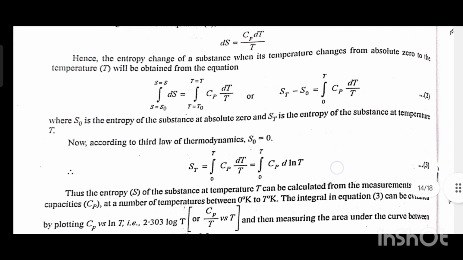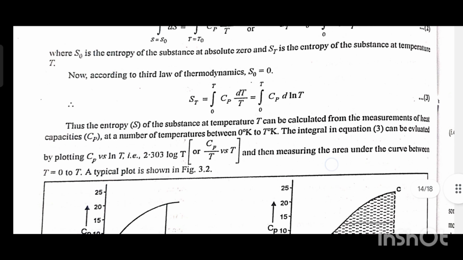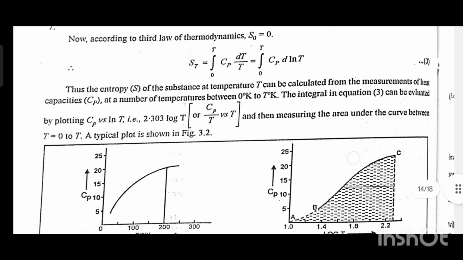Hence, the entropy change of a substance when its temperature changes from absolute 0 to temperature T will be obtained from the equation: integral from S0 to ST of dS equals integral from T equals 0 to T equals T of Cp dT upon T, or ST minus S0 equals integral from 0 to T of Cp dT upon T, equation 2, where S0 is the entropy of the substance at absolute 0 and ST is the entropy of the substance at temperature T. Now, according to the third law of thermodynamics, S0 equals 0, so ST equals integral from 0 to T of Cp dT upon T, which equals integral from 0 to T of Cp d ln T, that is equation 3.